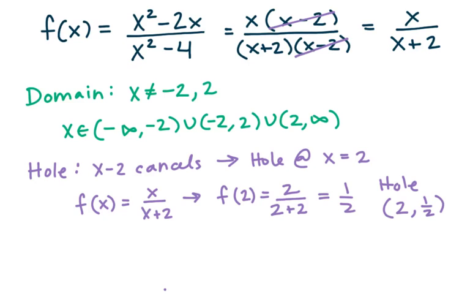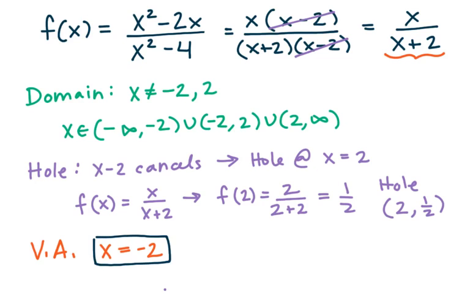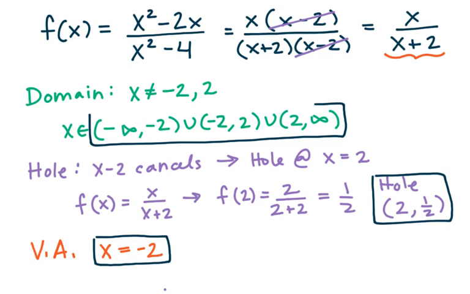And so then the factor that is left in the denominator, that is my vertical asymptote. So my vertical asymptote occurs at x equals -2. And again, the notation is important here. We need to write that as a vertical line. So we have domain, we have a hole, and we have a vertical asymptote.